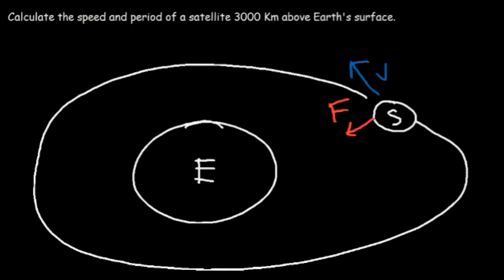So how can we calculate the speed of the satellite if we have the height? So let's say it's 3,000 kilometers above the surface of the Earth. What can we do? So you need to understand that Earth exerts a force of gravity on the satellite. And because that gravitational force keeps the satellite moving in a circle, gravity provides the centripetal force. So that tells us that we need to set the gravitational force equal to the centripetal force.